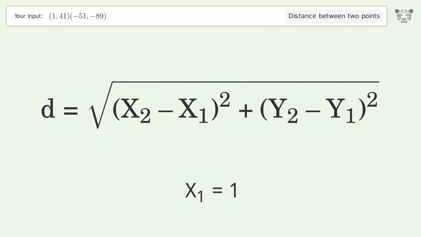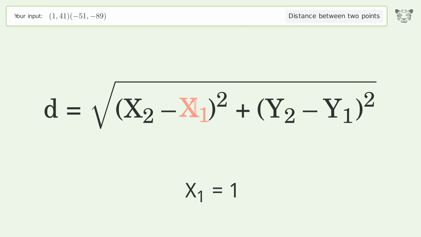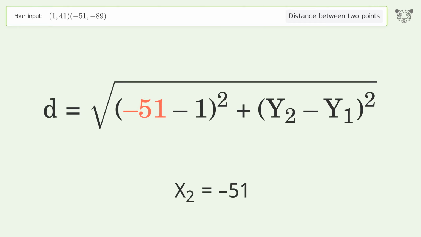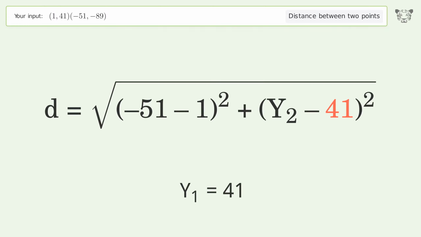x1 equals 1. x2 equals negative 51. y1 equals 41. y2 equals negative 89.